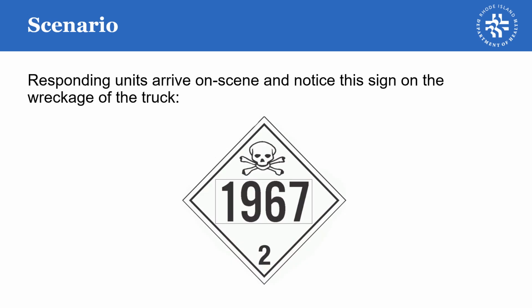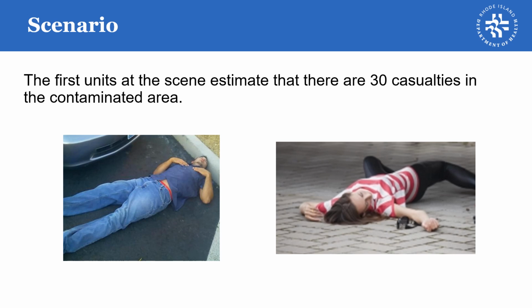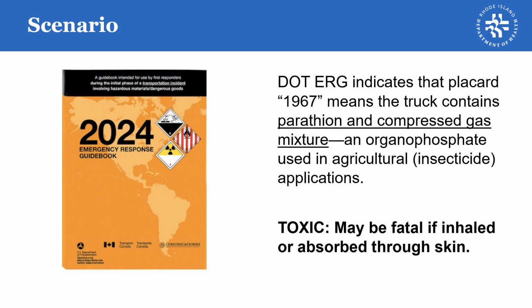Responding units arrive on scene and notice a sign on the truck. The sign shows a skull and crossbones and the numbers 1967. There are approximately 30 casualties in the contaminated area. After noticing the sign on the truck, first responders use the U.S. Department of Transportation Emergency Response Guidebook to identify the substance the truck was carrying. The guidebook tells responders that 1967 refers to parathion and compressed gas mixture. This means that the truck was carrying an organophosphate used in agricultural applications. This organophosphate is extremely toxic, and exposure may be fatal.